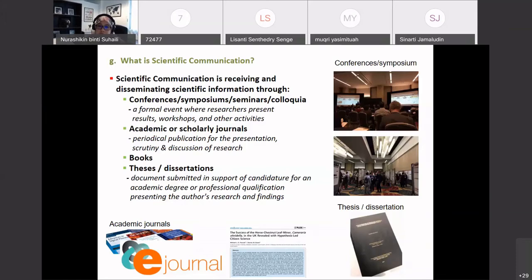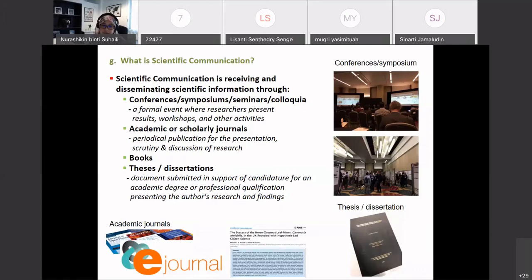Dissertation maybe in some countries, like the US, is what they call it. Just for you to know that they refer to the same thing. So sometimes people may say FYP dissertation. You should know that is actually FYP thesis. Don't get confused. By definition, a thesis or dissertation is a document submitted in support of candidature for an academic degree or professional qualification, presenting the author's research and findings.